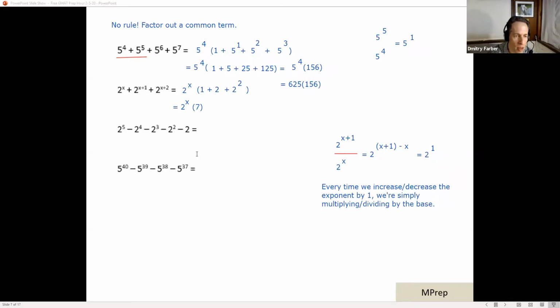Okay. Sometimes you'll see cases where you actually don't want to do this trick. Can you see why we don't want to do this trick on the next one?